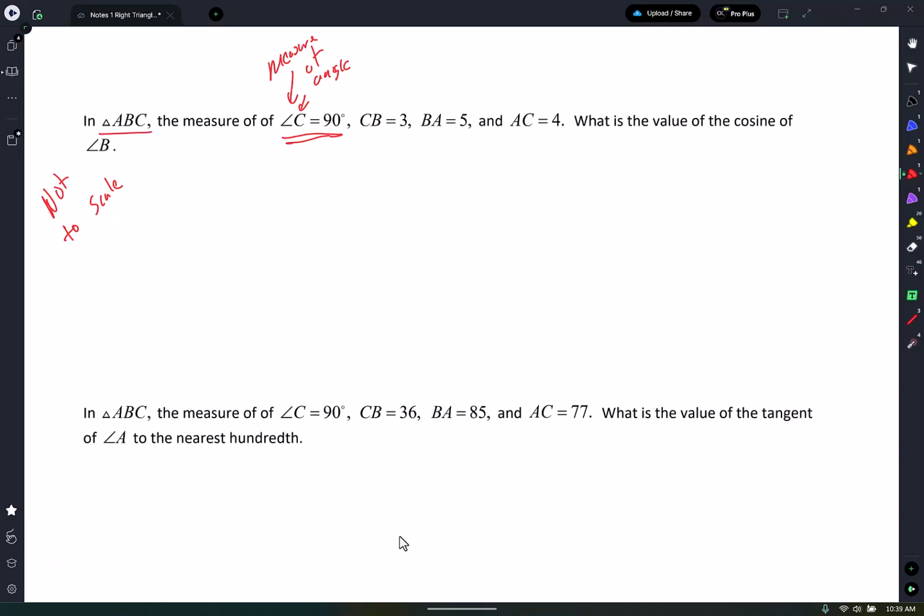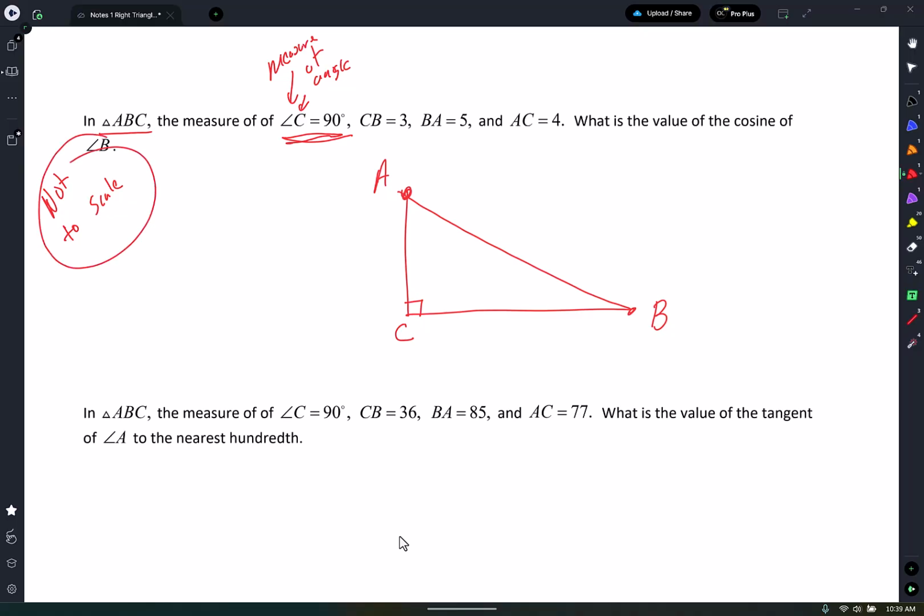Okay, so I have a triangle, and this triangle is ABC. Here's my right angle, and I'm going to label that C, because they told me that angle C is 90 degrees. Now it doesn't matter what you make A and what you make B. So I'm going to say A is right here, and I'm going to say B is right here. It's not to scale. They told me CB was 3, so I put CB 3. They told me BA was 5, so I put BA 5. And they told me AC is 4, so I write 4.